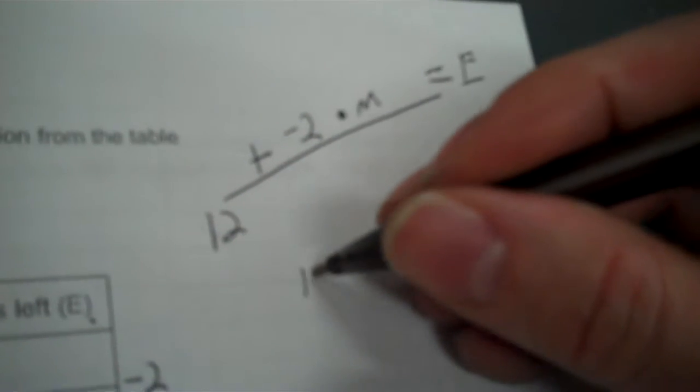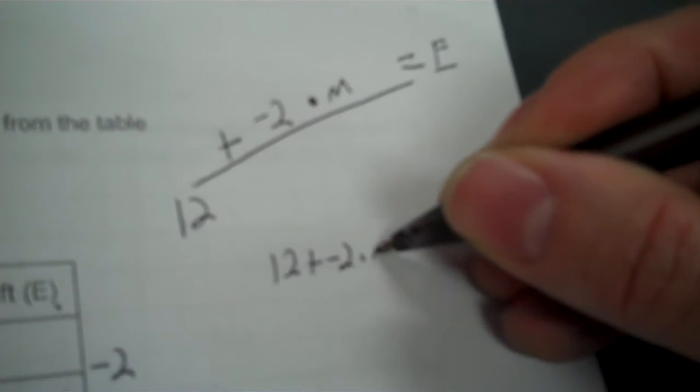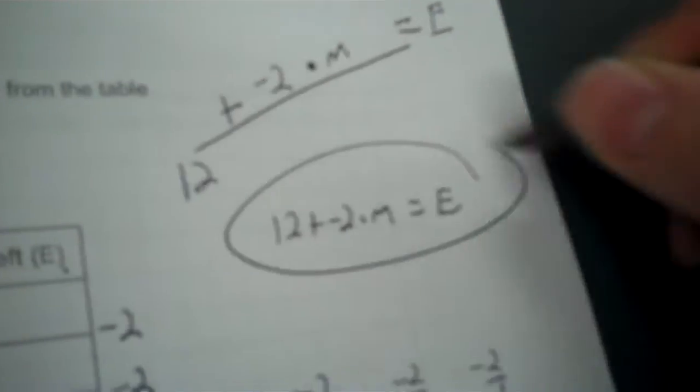So it's going to be negative 2 when you divide them all. Okay. So there's your equation. 12 plus negative 2 times m equals E. It's like you're climbing up the table.